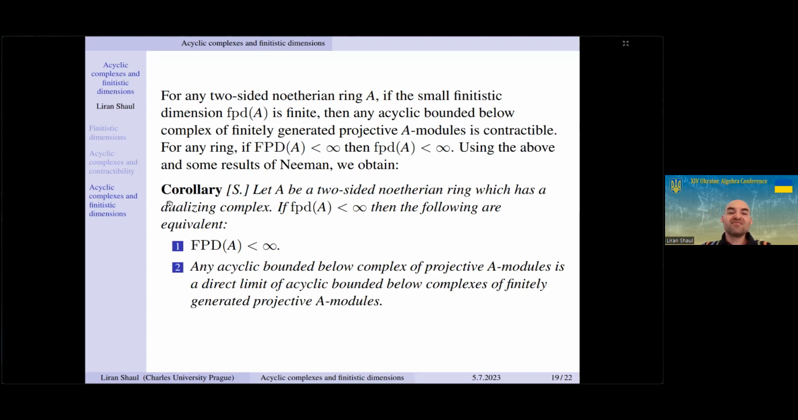So if you wish, this question becomes a kind of Lazard theorem, but you have to work only with acyclic complexes of projectives which are bounded below. You want to know if you can express them as direct limits of such complexes, whose components are also finitely generated projectives.